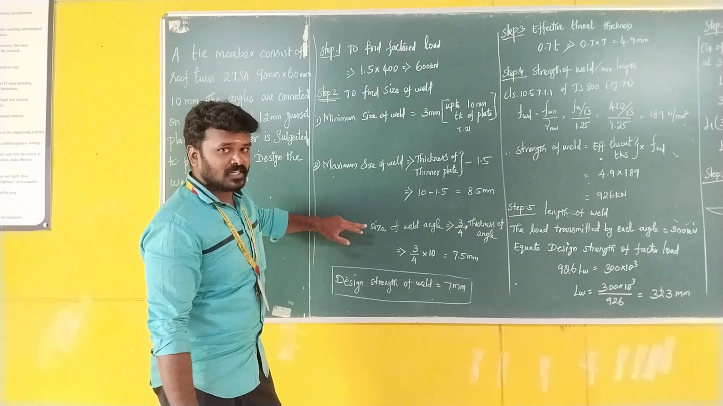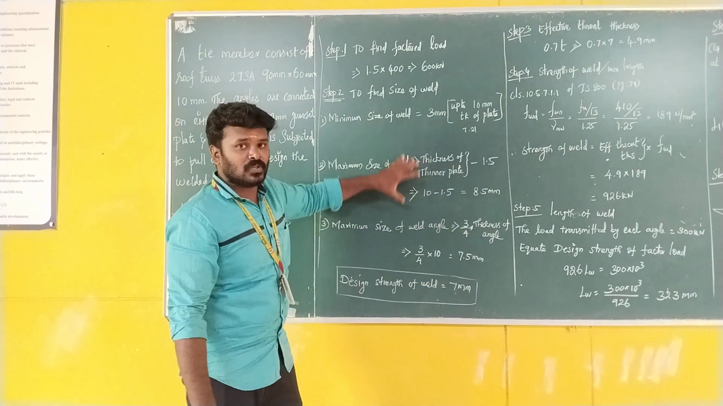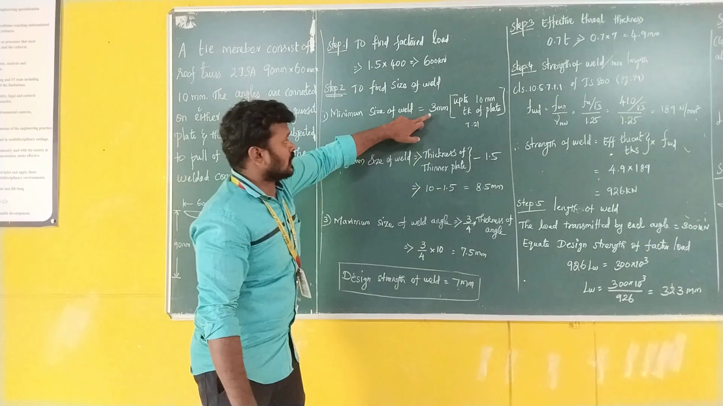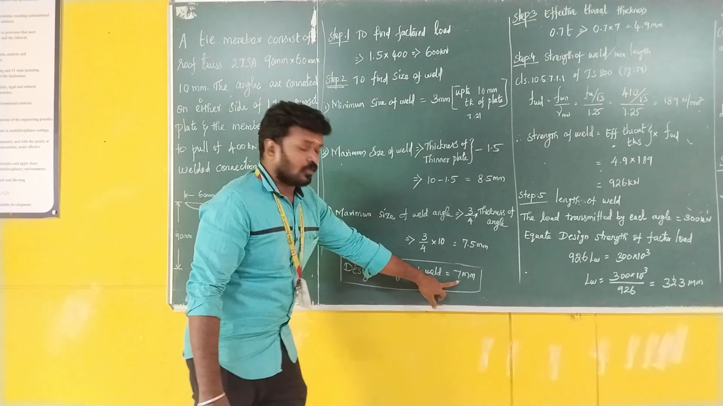Among these three conditions, the value is taken between the minimum and the maximum. The value is taken as an in-between value. So the minimum is 3 mm, the maximum value is 8.5 mm. So I have to take the value of 7 mm.